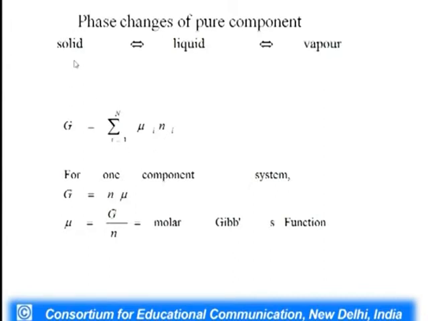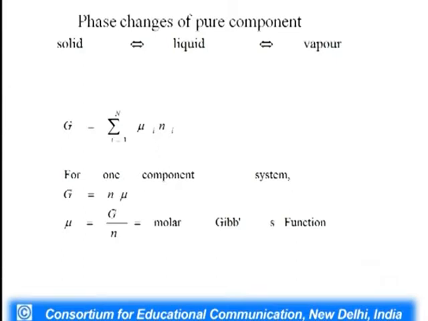Now suppose we are considering phase changes of a pure component. This is a single component thing. For example, water is available as ice, as liquid, and as vapor. In that case, you have three phases, but the component is one. When you have a one component system, G simply becomes N times mu, and so mu is equal to G by N.